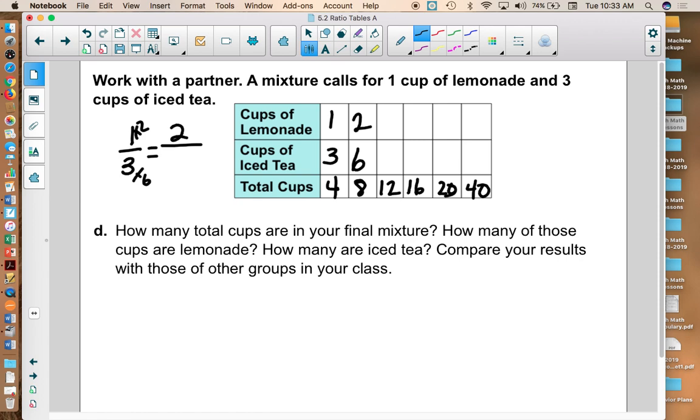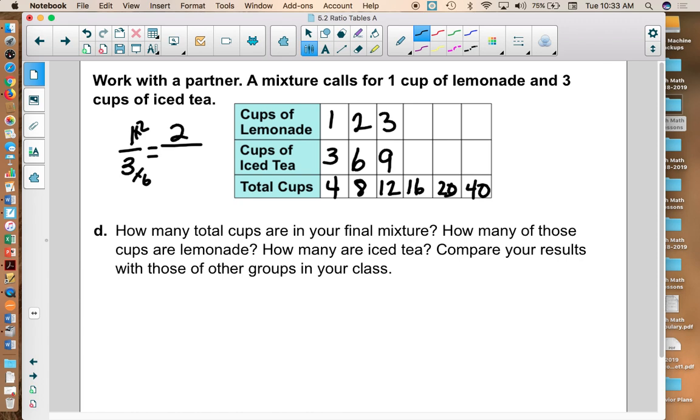Okay? If my parts are 1 to 3, if I have 3 cups of lemonade, how many cups of iced tea do I have, Chloe? 9. Altogether, does that make 12 cups? You can check your math, right? Because these 2 had better add up to the bottom, shouldn't they? They got to. All right?